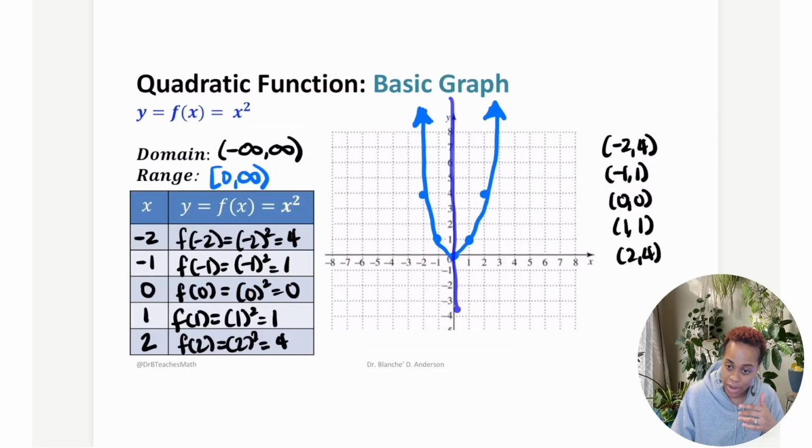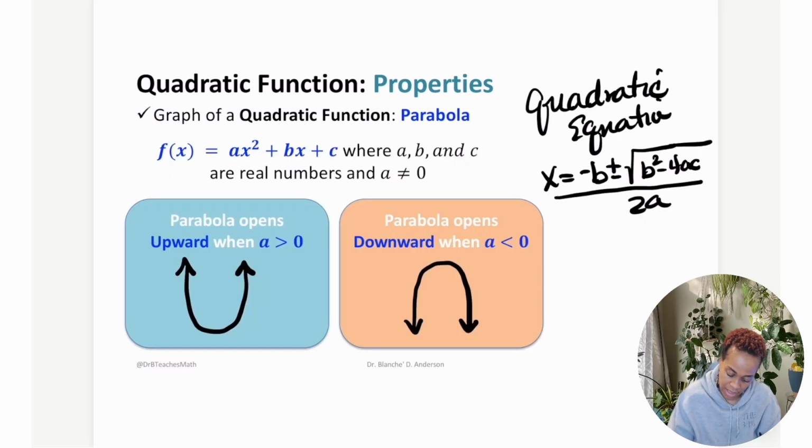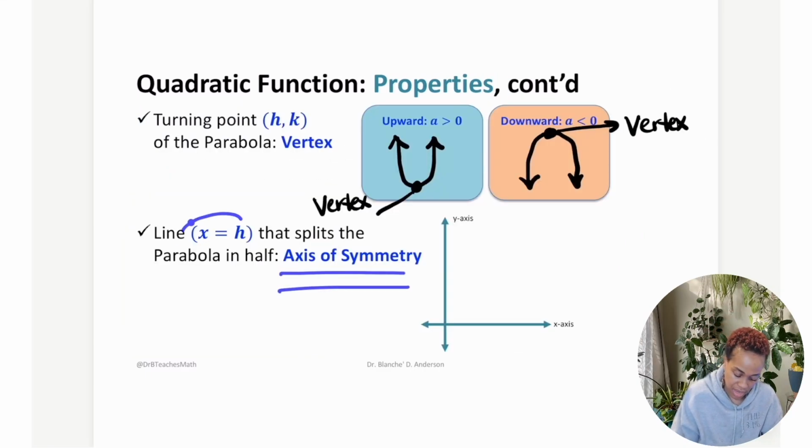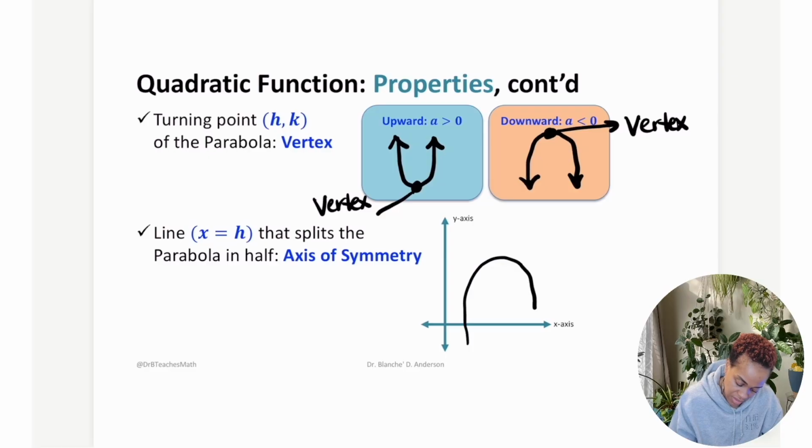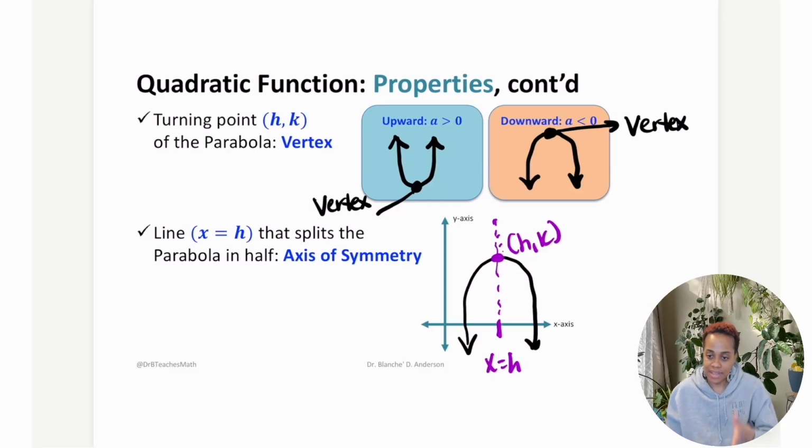Now, if I go back here, there is a line that splits the graph in half, meaning like a symmetric line where each side would match if you were to fold it across that line. That is called the axis of symmetry, and it's the x equals h line. You notice the h is the same h that's in the vertex. So for example, the axis of symmetry would be whatever this x value is, x equals h, because this is your vertex, hk, and the line that splits it in half is the axis of symmetry.